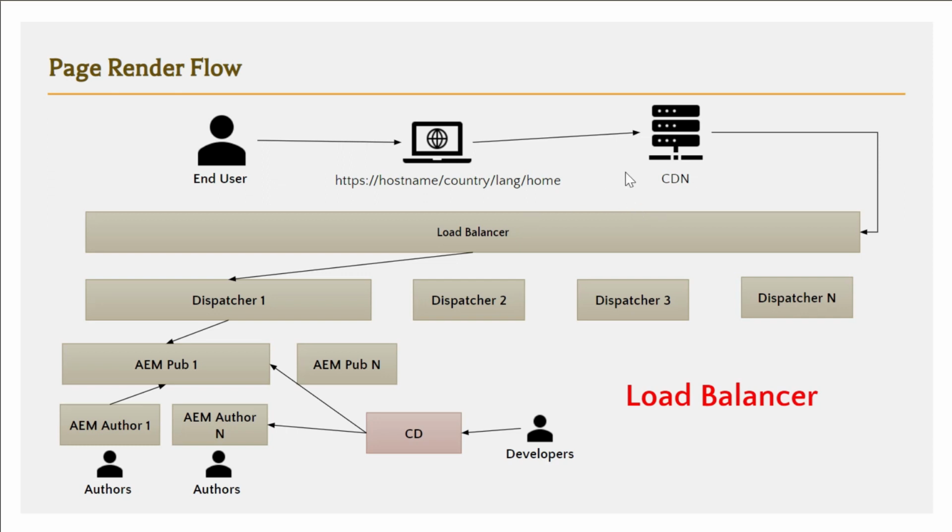Okay, and those query parameters have to be sent onto the server, and the page has to be rendered dynamically based on the query parameters. So that's how the dispatcher will assume, and then it will pass the request onto the publish instance, and based on the query parameters, it will generate the page dynamically and then send it.